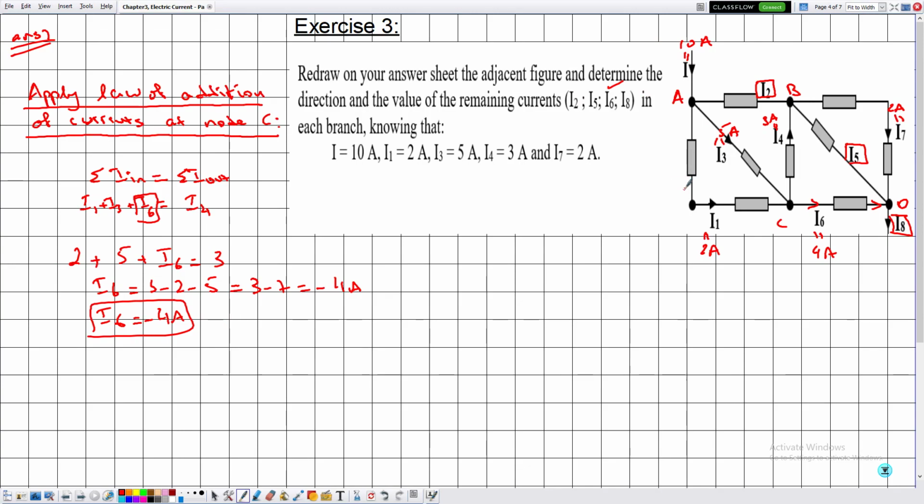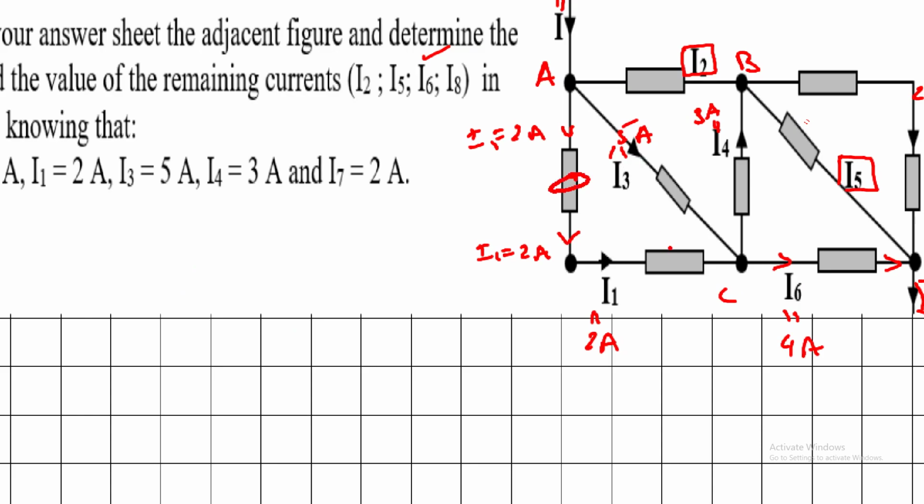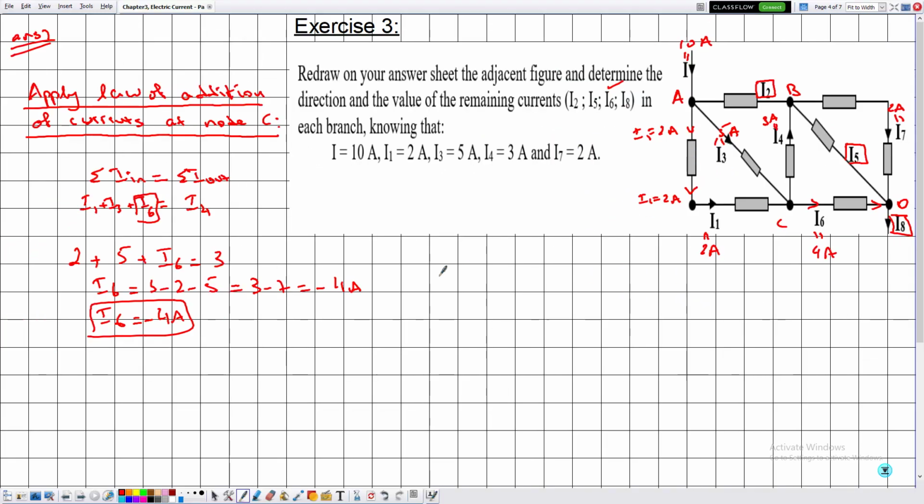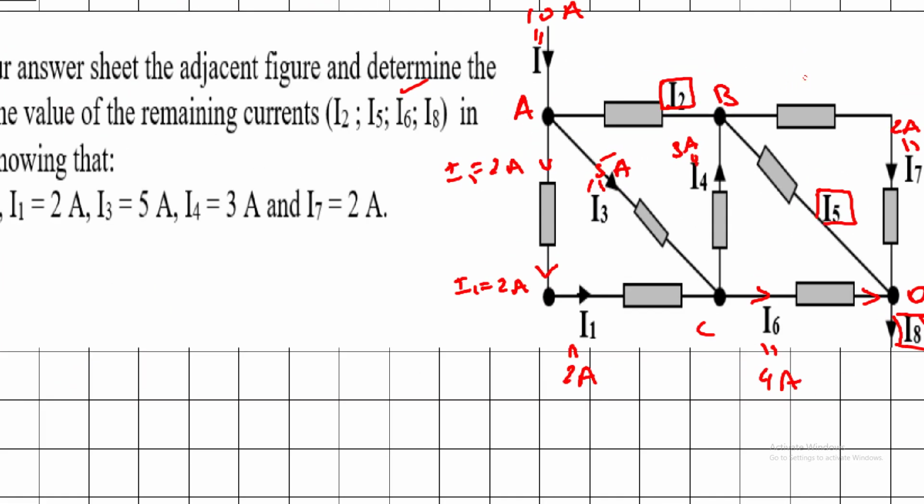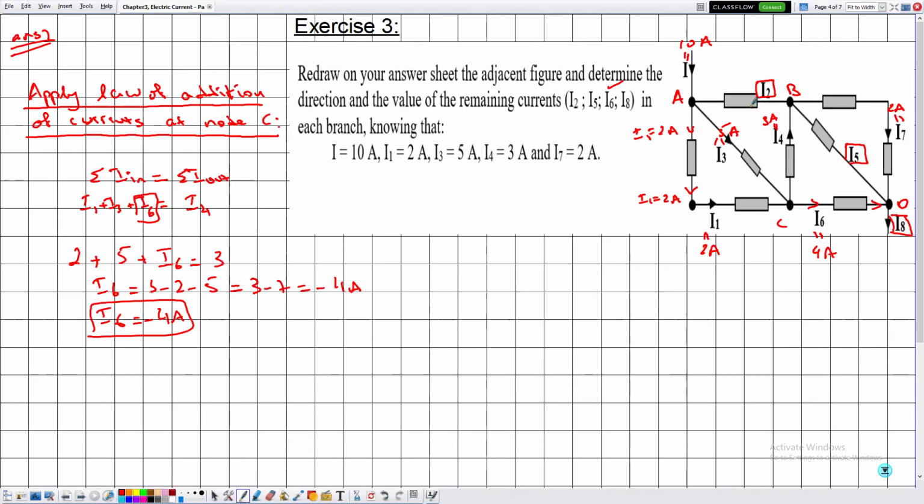So notice that this is I1, which is equal to 2 amperes, and this is also I1, which is equal to 2 amperes, because note that this electric component and this electric component are in series, so they are traversed by the same current according to the law of uniqueness of currents. And before we apply the law of addition of currents, let me choose a direction of I2. Let's suppose that this is the direction, which is out of the node A.